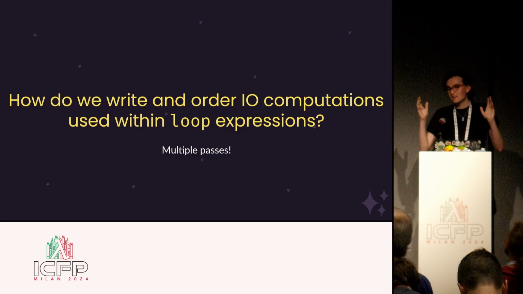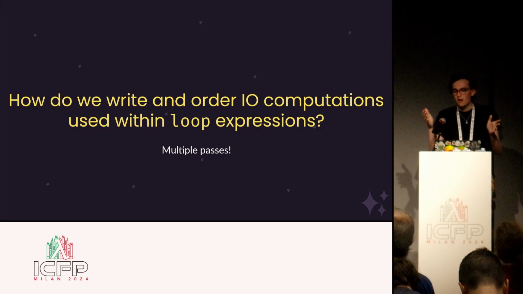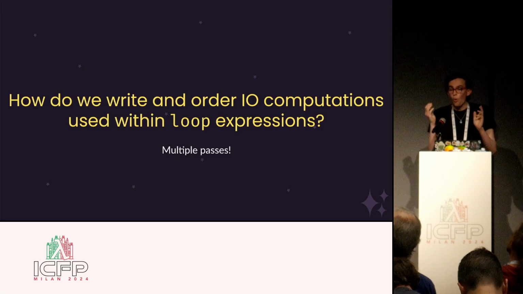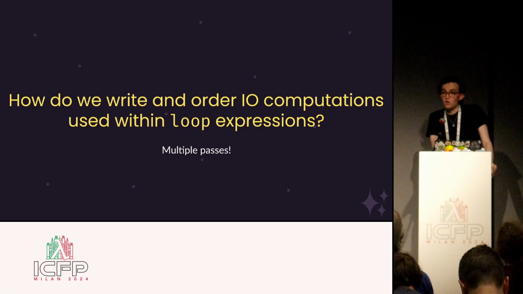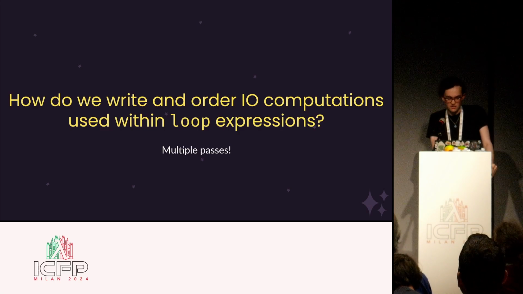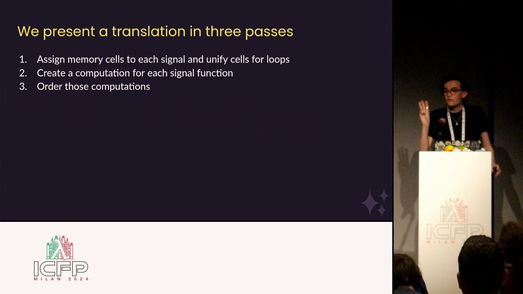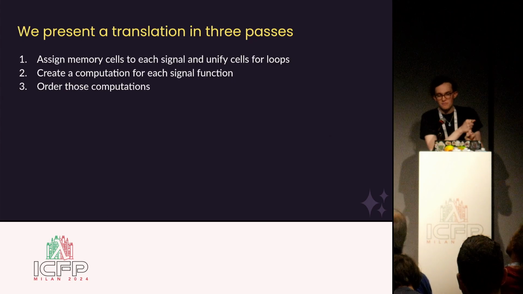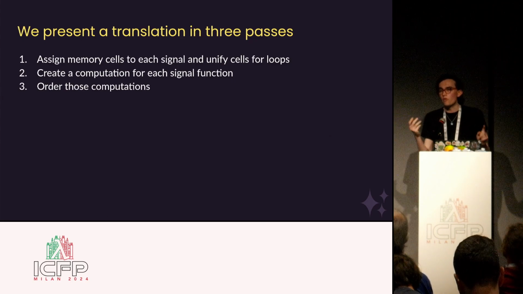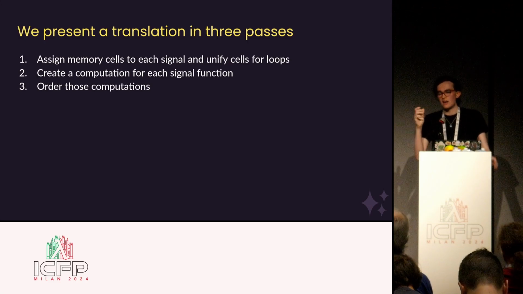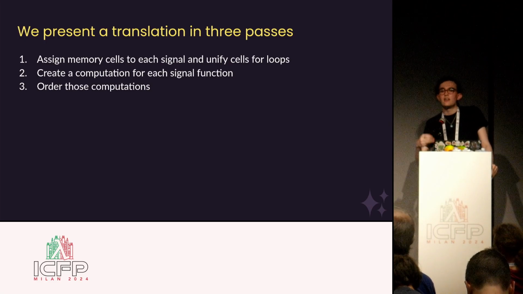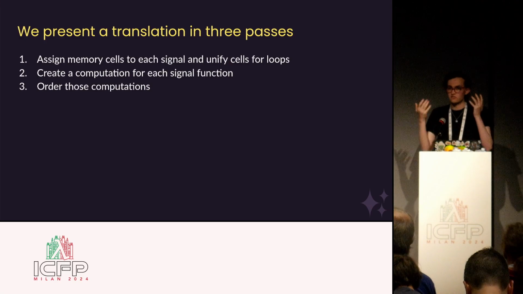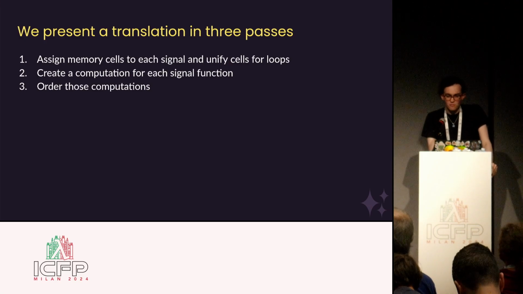How do we take an AFRP program, compile it to IO computations, and order them such that the loop expression works correctly? And the trick is multiple passes rather than just a single pass transformation. So we're going to go through 3 passes. The first, we're going to assign memory cells just like we did in SFRP, but we're also going to fix this loop issue by unifying the memory cells on these loop back edges. Then we're going to create computations for each signal function, and only at the end are we going to order those computations based on their dependencies. Let's go through this in more detail.